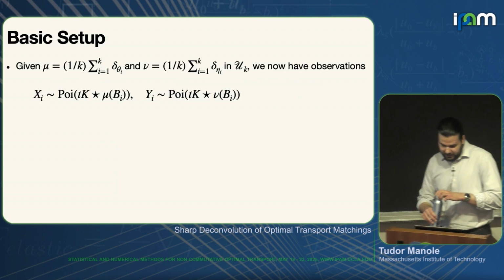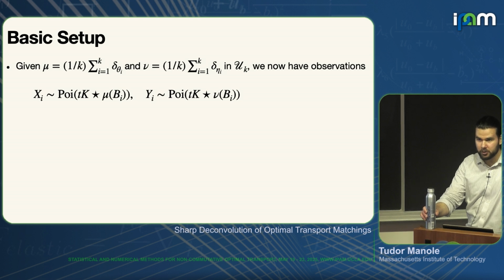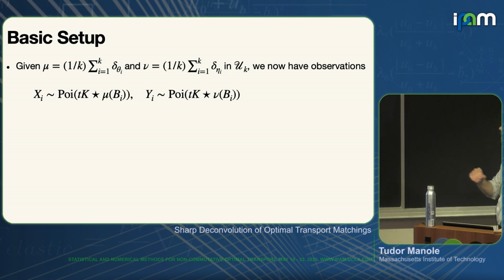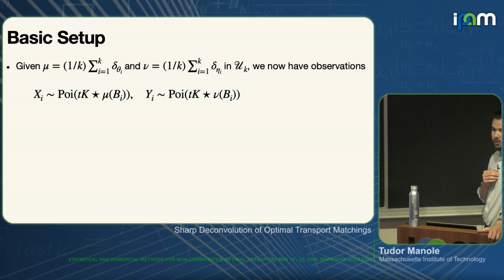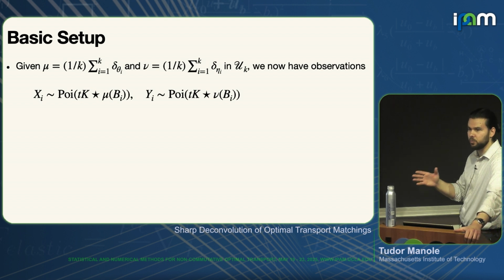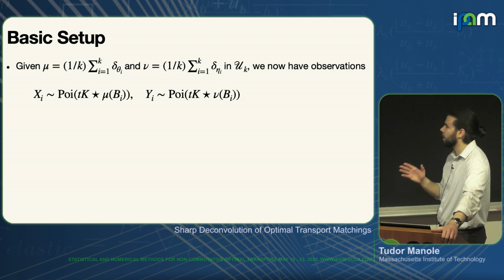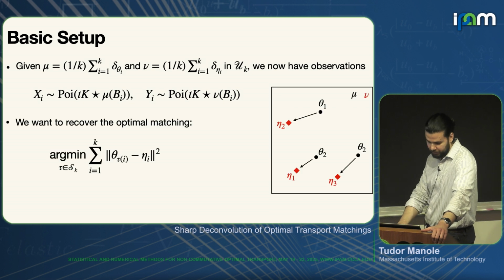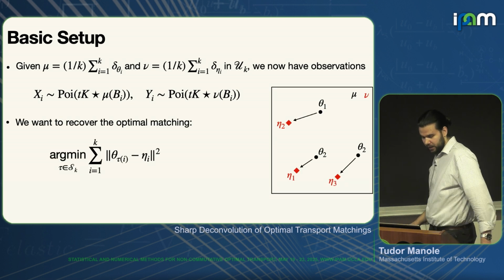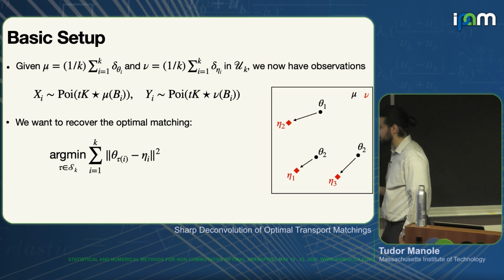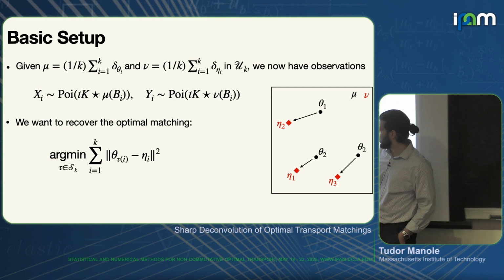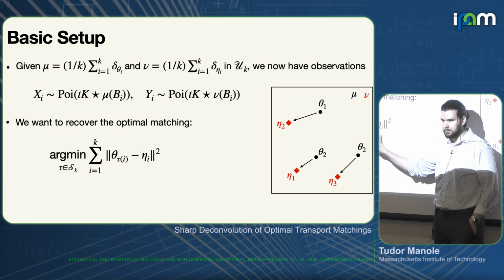So again, recall the basic setup. We have two uniform discrete measures, mu and nu, and we have access to two images, which I'm modeling as two Poisson point processes, xi and yi, with underlying signals mu and nu. My goal now is to recover the optimal matching between mu and nu, where theta are the atoms of mu and eta are the atoms of nu.